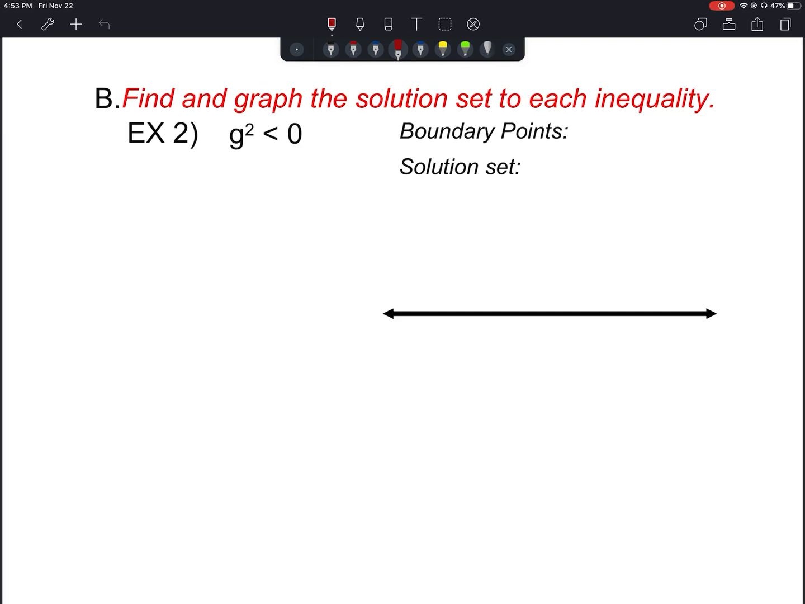Okay, this one looks a little strange, I know. g squared is less than 0. We're going to take it and do the exact same thing on this. We're going to say g squared equals 0.